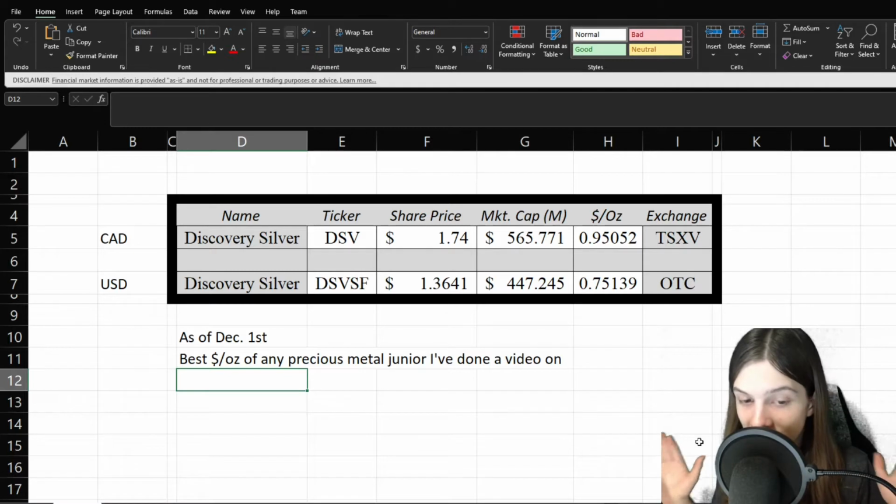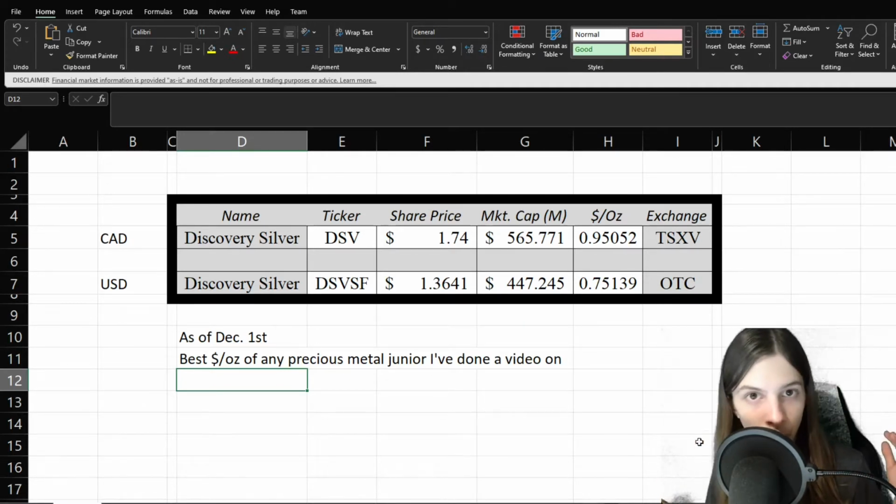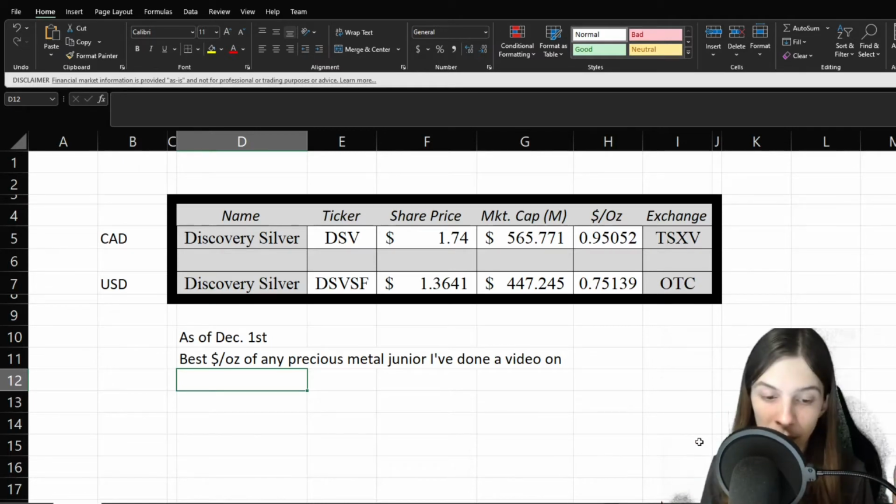And they have a great price per ounce here. Actually, this is the best price per ounce of any precious metal junior I have actually done a video on, at 95 cents per ounce in Canadian and 75 cents per ounce in US dollars. And this is only their silver. This does not include their gold or lead or zinc. So in some ways it's even better than this, but let's keep moving on.